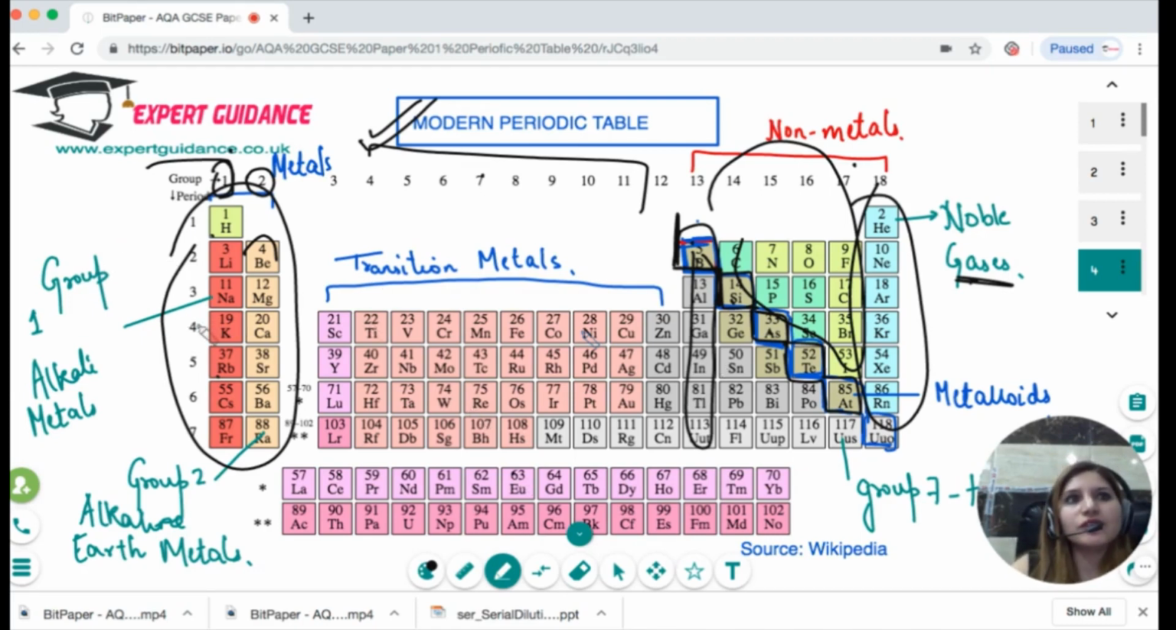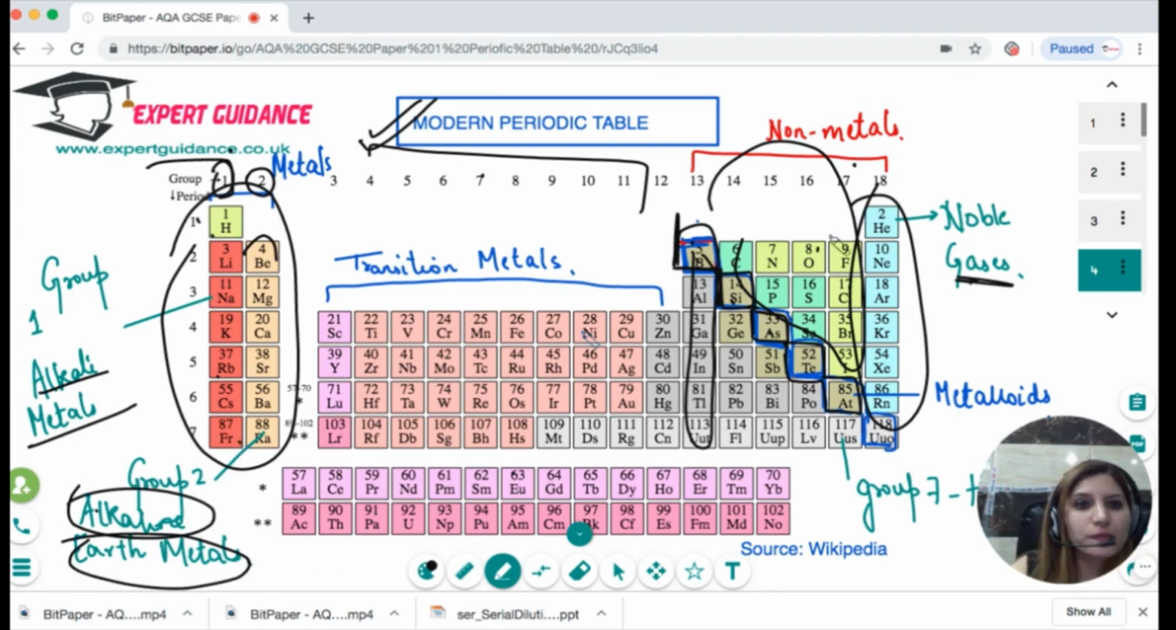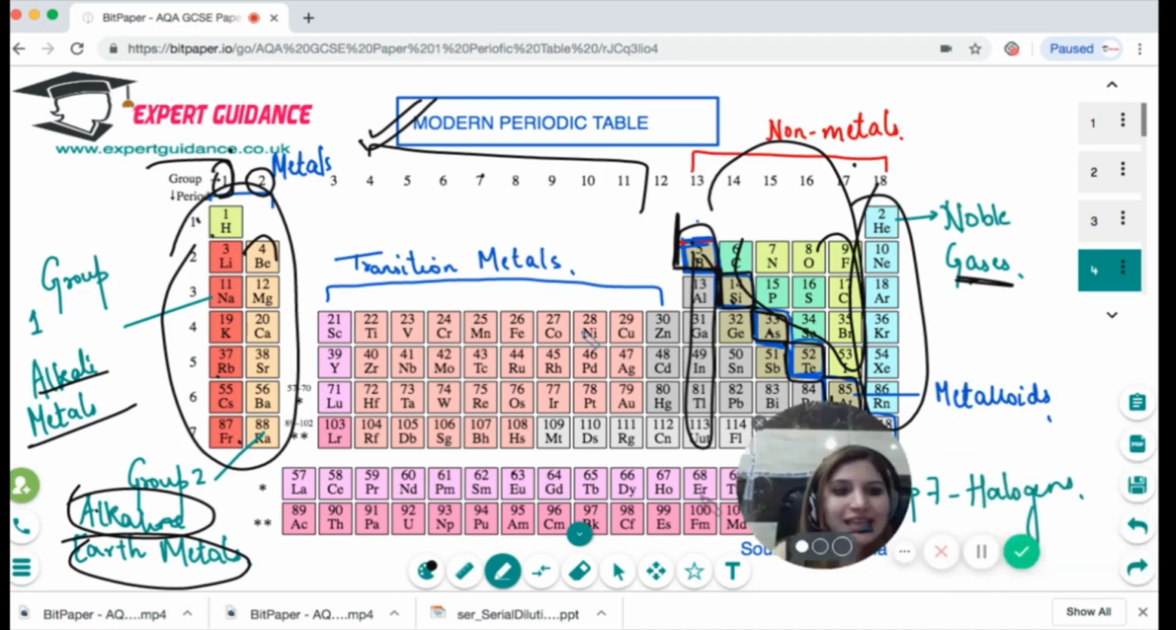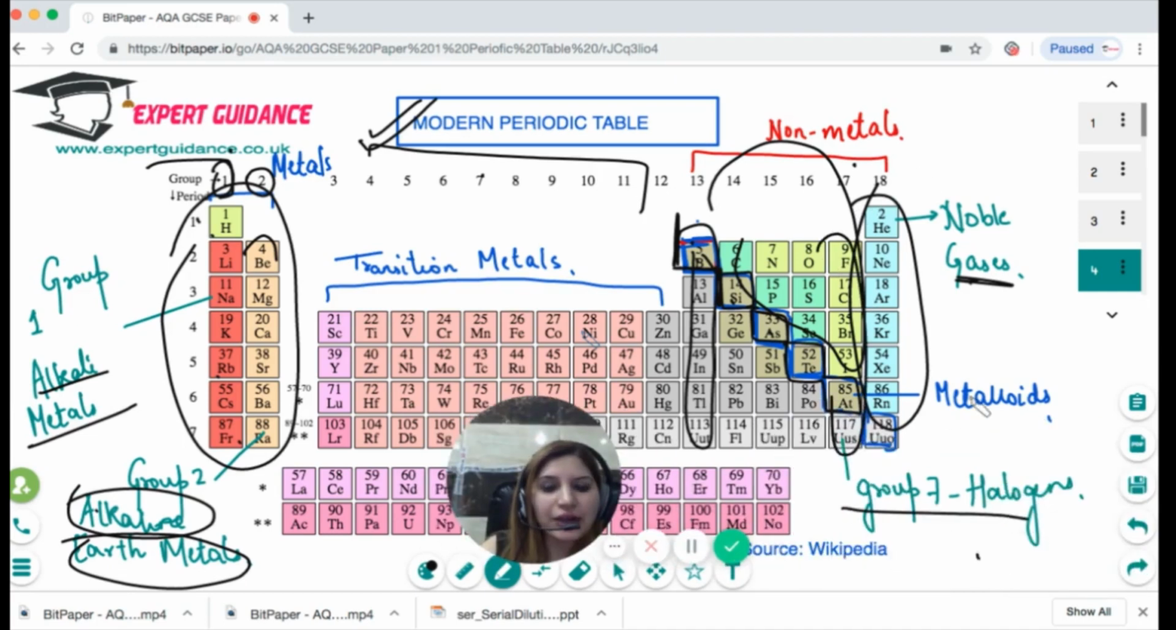Now, the next thing you need to remember from this periodic table is the common names of certain groups. Group 1 is known as the alkali metals. We'll find out why they are known as alkali metals. Group 2 are known as the alkaline earth metals. Group 7, that is the whole of this group, is the halogens, and group 8 or group 0, the last group of the periodic table, is the noble gases.